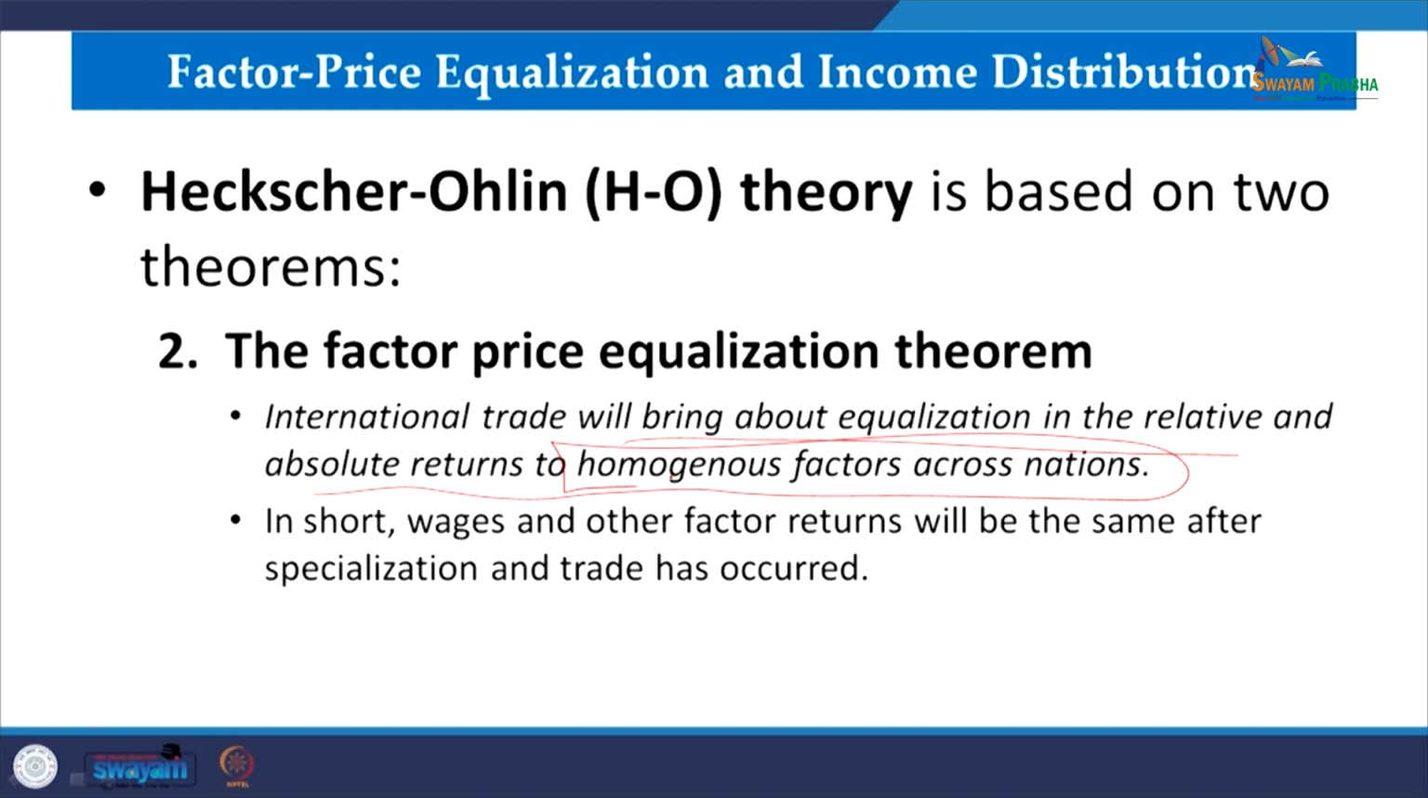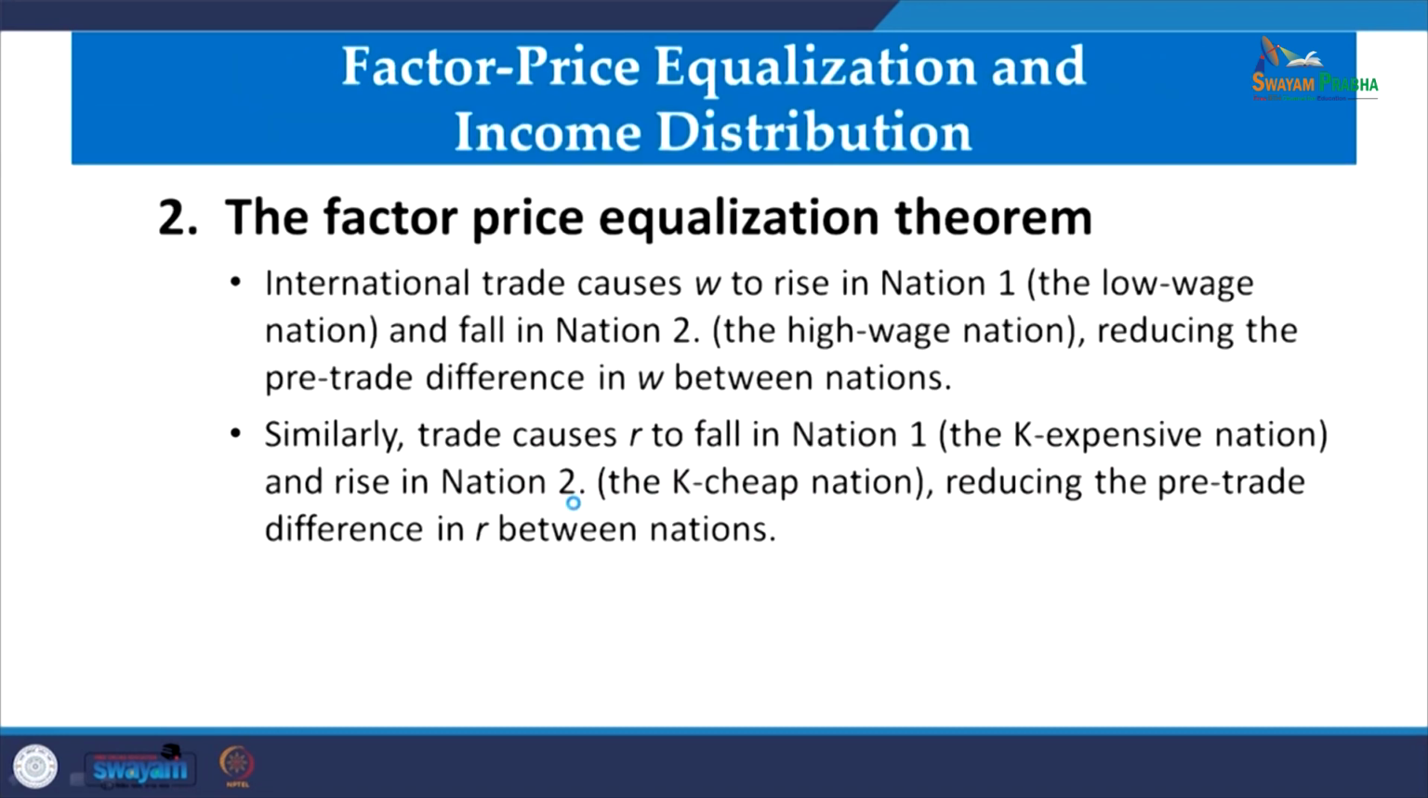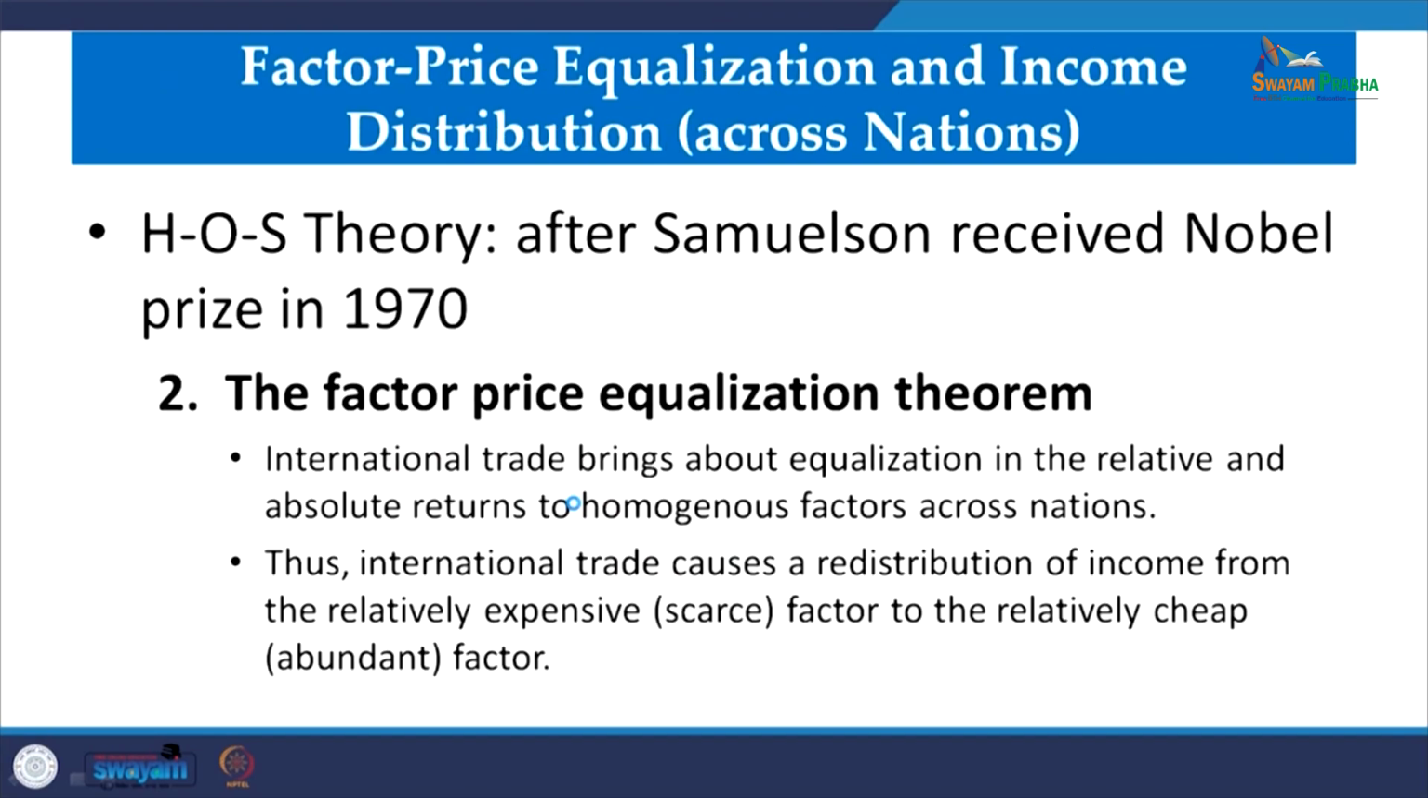Homogeneous in the sense of the same variety of factors across nations will get benefited out of it, but the differentiated factors might again be differentiated, though largely they are actually equalized relatively. That is very important. We will take this up in the specific factor model for further clarification. Wages and other factor returns will be the same after specialization and trade have occurred. So, this holds only if the Heckscher-Ohlin theorem holds. We have already explained this.